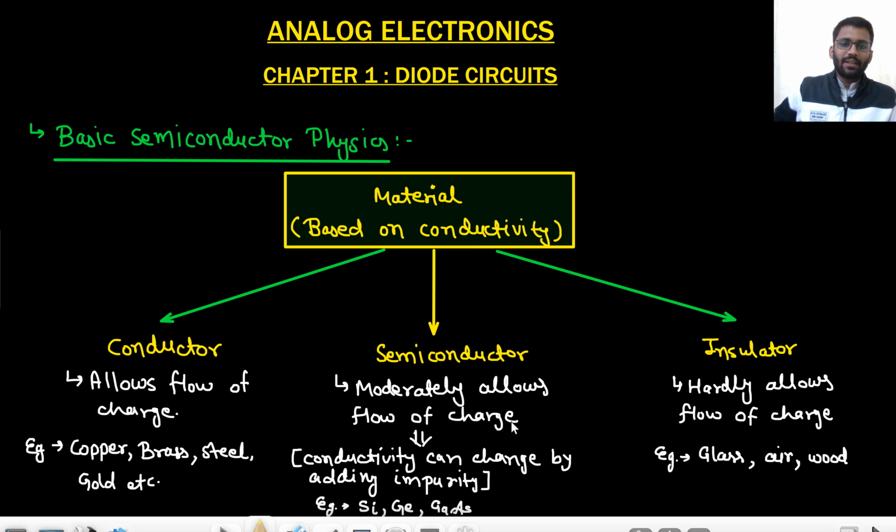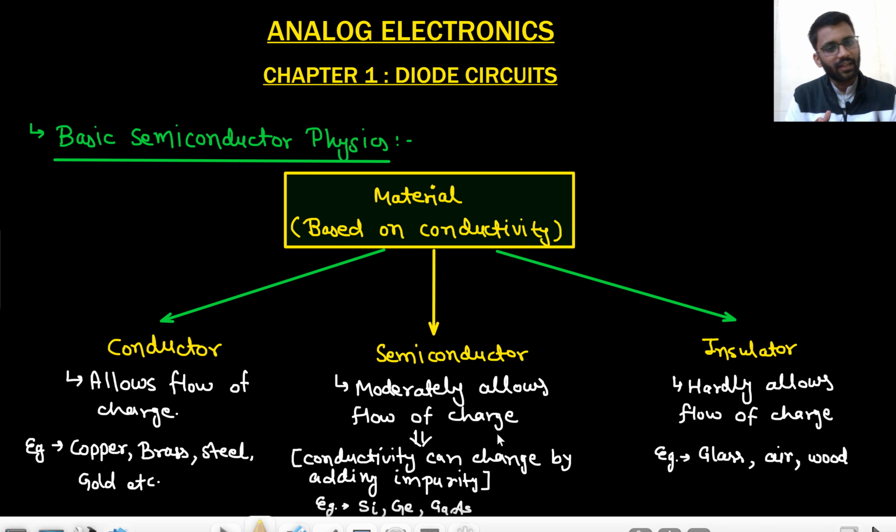So based on the conductivity, materials are of three types. This is what we study in 9th, 10th class. These are of three types: conductor, semiconductor, and insulator. Conductor allows the flow of charge, like the current flows in them. Insulator hardly allows the flow of charge, the current doesn't flow. And semiconductor, in between conductor and insulator, moderately allows the flow of charge. If you want to increase the conductivity, you introduce some impurity in them. If you introduce some impurity, they will conduct. What is that impurity? That we will see. So basically, conductor allows the flow, insulator doesn't allow, and semiconductor in between.